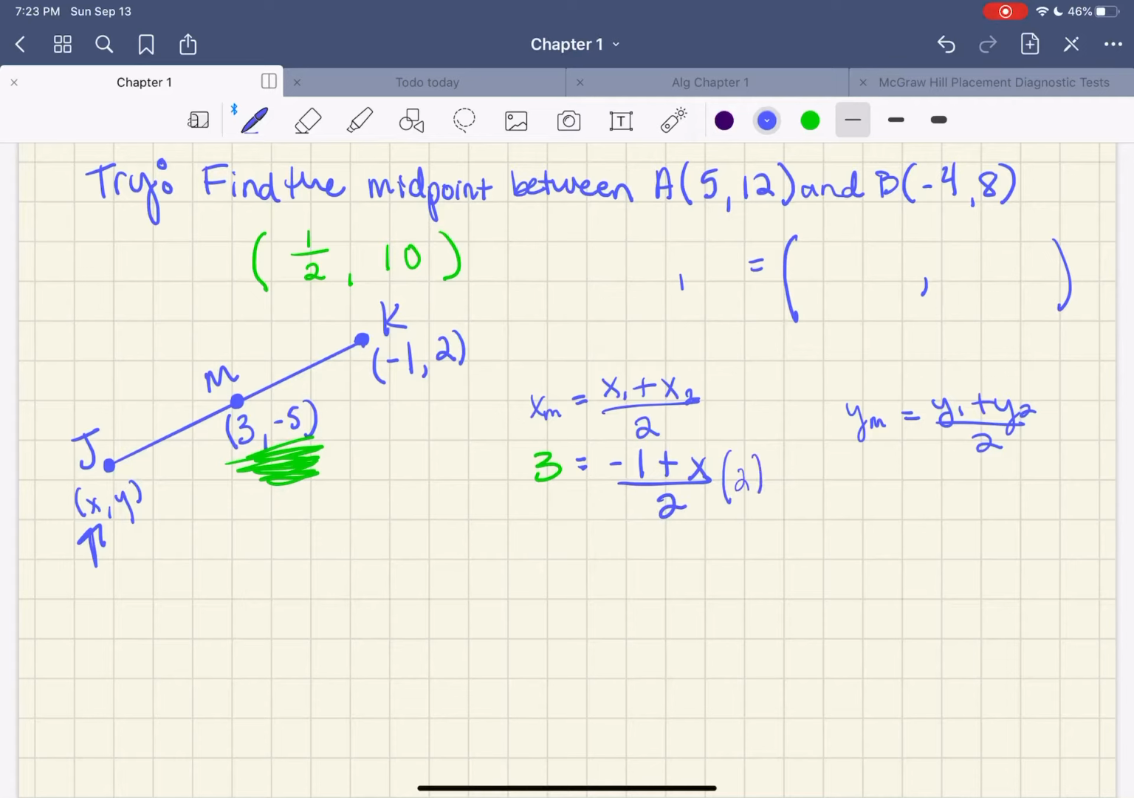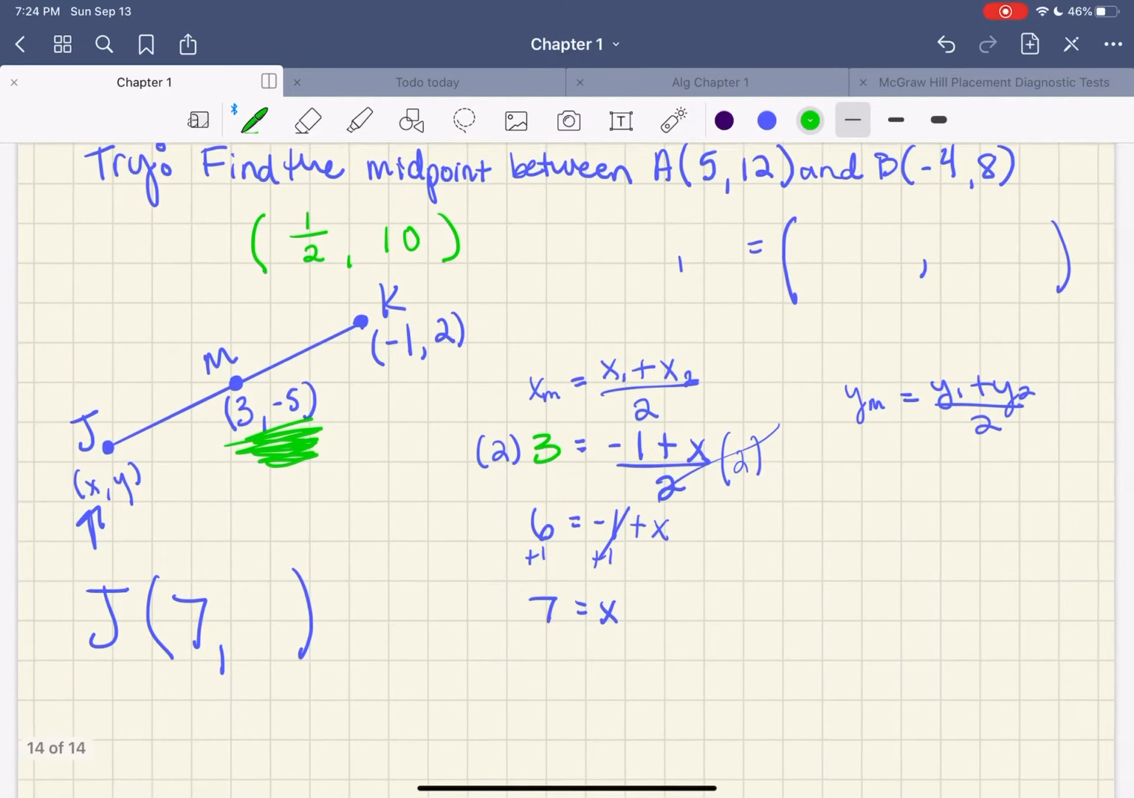And I'm just going to solve this by multiplying both sides by 2. I get 6 equals -1 plus x. Add 1 to both sides. 7 equals x. Okay, so J is 7 something. Let's figure out the other piece.